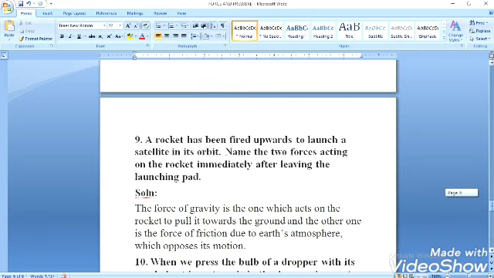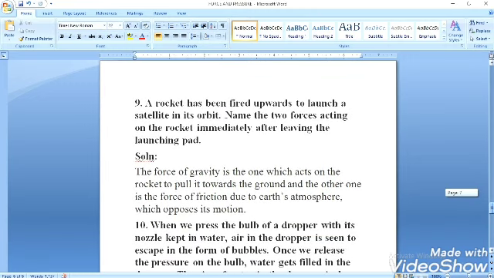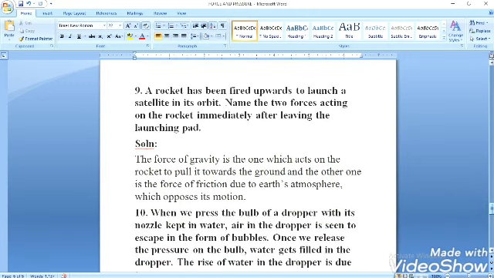Ninth one. A rocket has been fired upwards to launch a satellite in its orbit. Name the two forces acting on the rocket immediately after leaving the launching pad. We know that the force of gravity is the one which acts on the rocket to pull it towards the ground, and the other one is the force of friction. We know that all moving objects have force of friction. So, the two forces are gravity and force of friction.